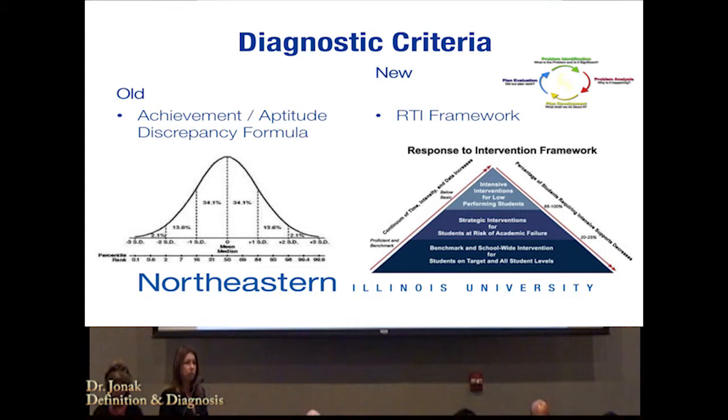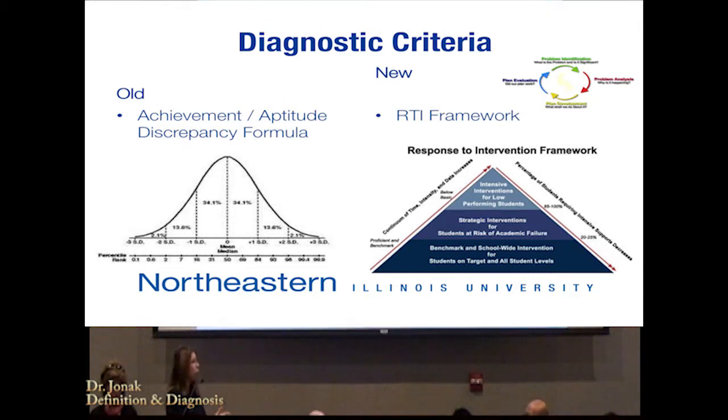And the new improved approach is diagnosis under the RTI framework, a response to intervention framework. What we are looking for here is problem solving. If someone is not achieving, we identify the problem, we develop a plan, we support the child, and we see if the child is responding to the intervention.